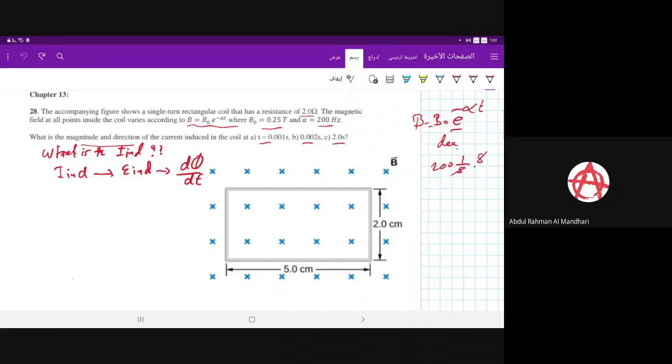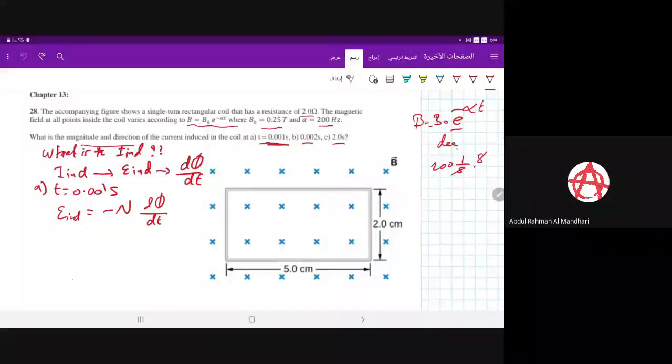So let's first of all take condition A, where the time that they have asked us to find is just a fraction of 1,000. At t equals 0.001 second, what is the induced current there? We'll start from this equation for the induced emf: epsilon equals minus n, don't forget the minus sign, delta phi over delta t.